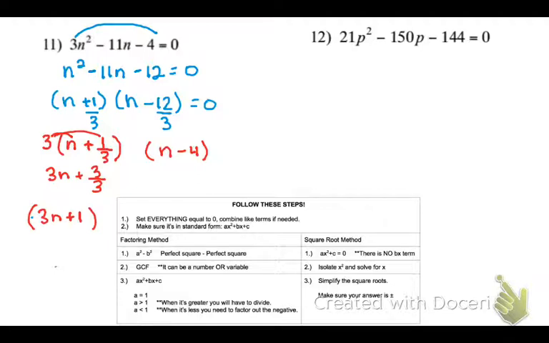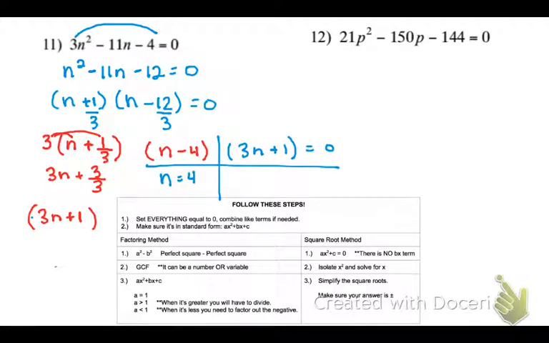I'm going to rewrite them because it seems like they got separated. My two factors are 3n plus 1 and n minus 4. I'm going to set these both equal to 0. The first one is going to be a positive 4. The second will be a negative 1/3. And these would be your two solutions. We did go over these before the break, and hopefully you're able to do these in your head so that you don't have to keep doing this. So your solutions for this one would be negative 1/3 and a positive 4.